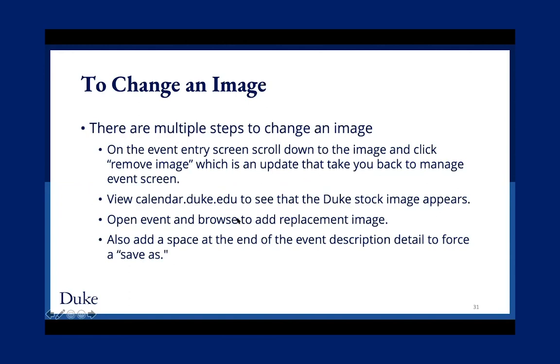And then you open the event again. You click browse to add your replacement image. And in the event description field, add a space at the very end. What this does is tell the computer that it must save as to save the new image link.